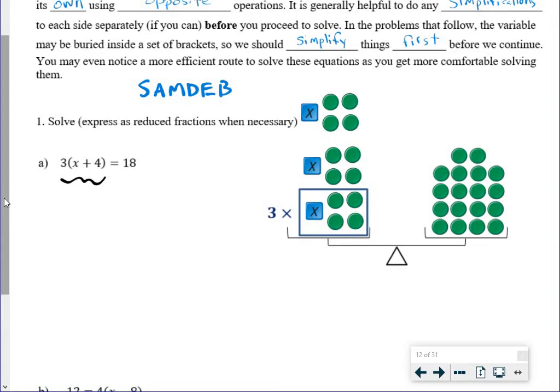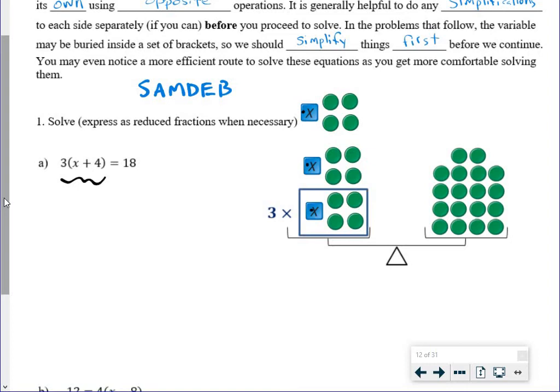So now I have 3x, count them, 1, 2, 3, and I have 4, 1, 2, 3, 4, 5, 6, 7, 8, 9, 10, 11, 12. So I have 12 green circles now on the right instead of the original 4.